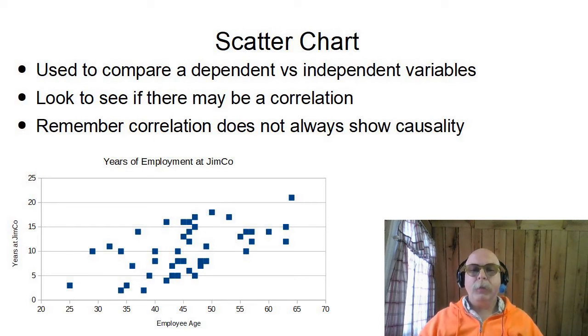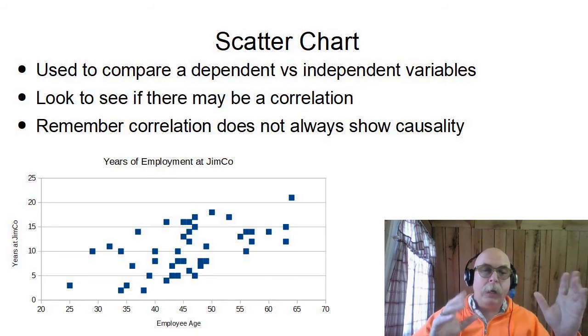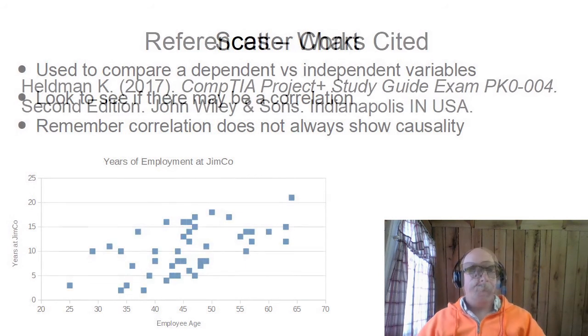So years of employment at Jimco versus the employee age. Well, just thinking, the reason that employees that are older have been working with Jimco longer is because they've been alive longer, but been with the company longer. And you can see the 25-year-old is a relatively recent hire. So there you can kind of see a scatter chart and kind of look for those inferences, those correlations that may exist.